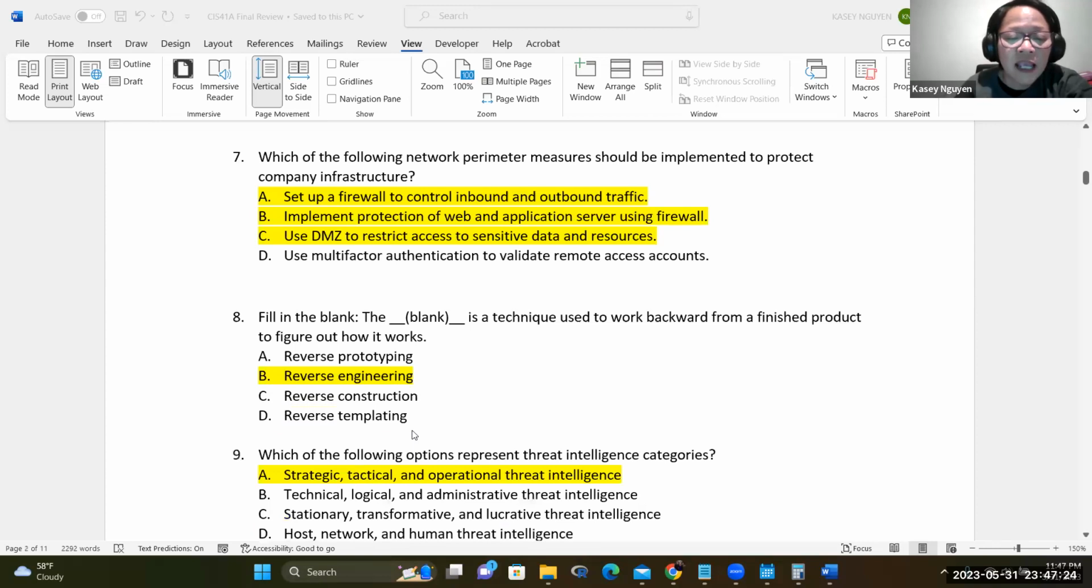For question 8, fill in the blank. The blank is a technique used to work backward from a finished product to figure out how it works. And this is the true definition for reverse engineering. We talked about different types of techniques for reverse engineering, whether it's when we're looking at malware or when we're looking at an application. So B is the answer for number 8.